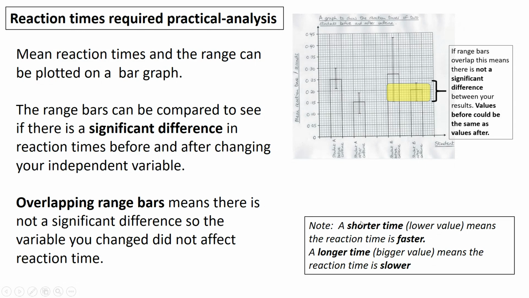If you do take note though, a shorter reaction time means a lower value, which means the reaction time is faster. A longer time is a bigger value, which means the reaction time is slower. So be very careful when you're looking at data. A shorter reaction time means the reaction time is faster. Avoid using terms like better and try and stick to faster or slower.